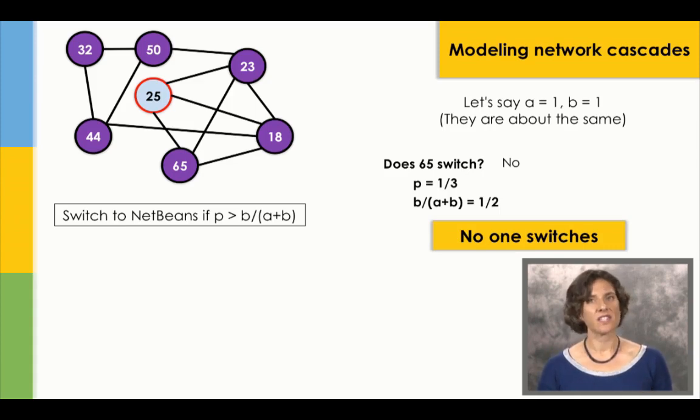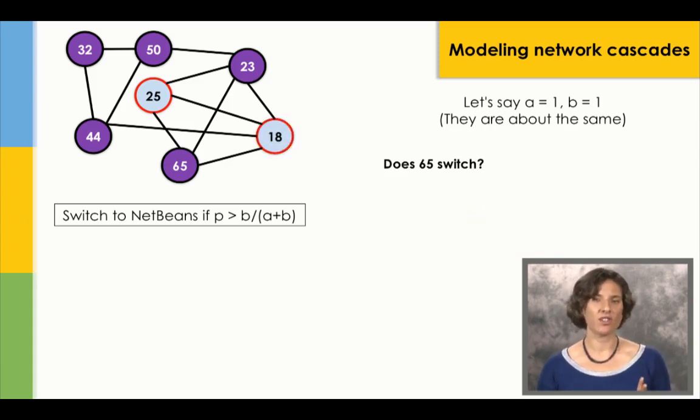Let's change things just a little bit. Let's introduce one additional person who switches to NetBeans. And now let's look at how information and decisions propagate through this network. So now does 65 switch? Well, P is 2/3 now. Now 2/3 of 65's friends are using NetBeans. And B over A plus B is still the same. So now 2/3 is greater than 1/3, and that will cause 65 to switch.